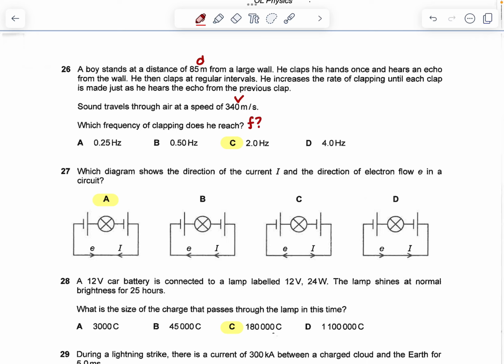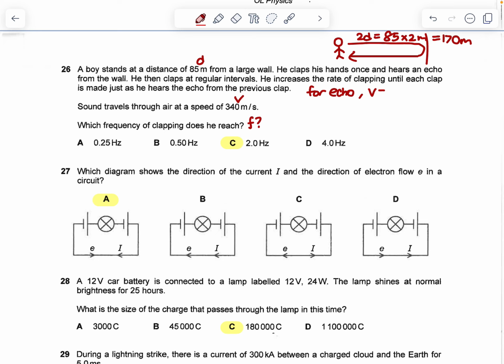So, the boy looks at this. There's a wall here. The sound will travel, it will turn, it will come back. So distance 2D is actually equal to 85 times 2 meters, 170 meters. That's how far the sound travels, hits the wall and comes back, causing an echo.